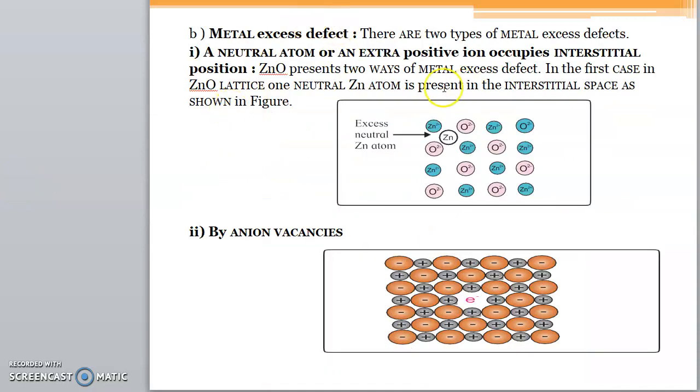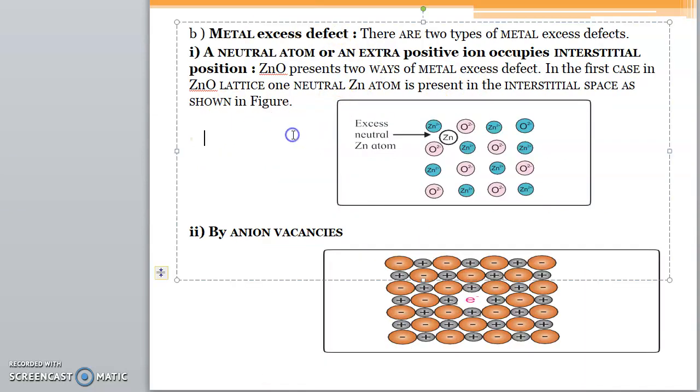Now what is this metal excess defect? Again, in metal excess defect there are two types. Students, if you noticed, when we started defects, there are so many types within types. So you need to be very careful. It's very simple to understand. It's just that you need to be a little bit alert and careful while studying these defects. Now what is metal excess defect? It's explained in two types.